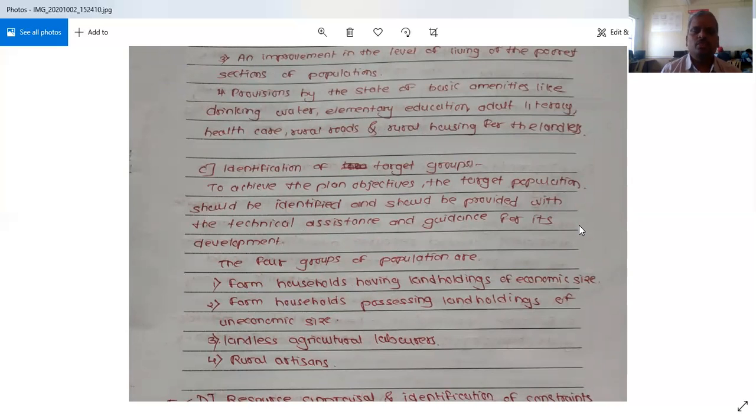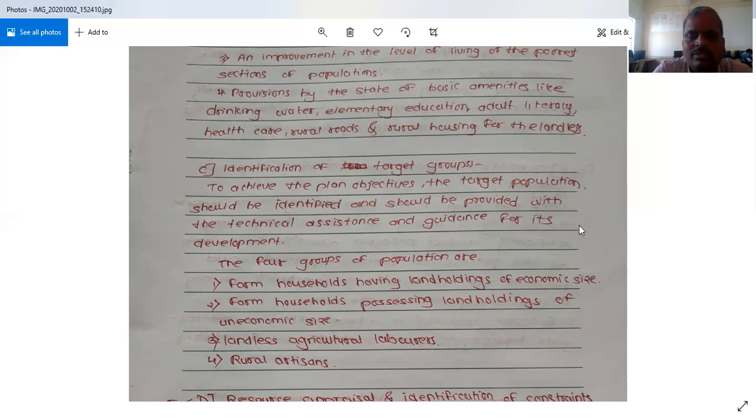Next is the identification of target groups. To achieve the plan objectives, the target population should be identified and should be provided with technical assistance and guidance for its development. The main thing when you go for the target group is that we actually have to find to which type of people or which type of group we have to implement these policies.